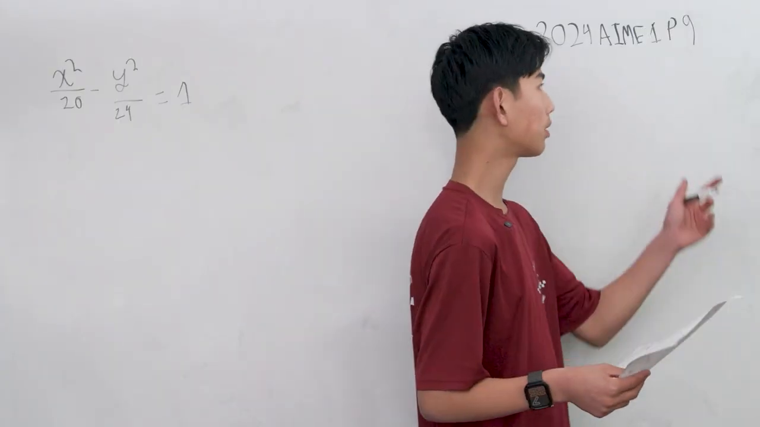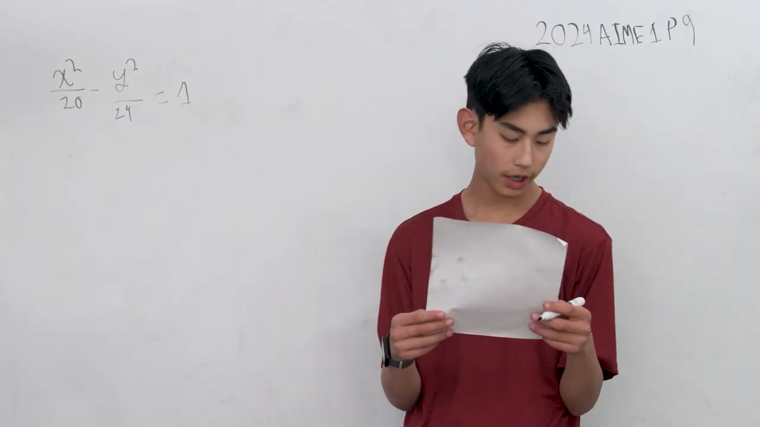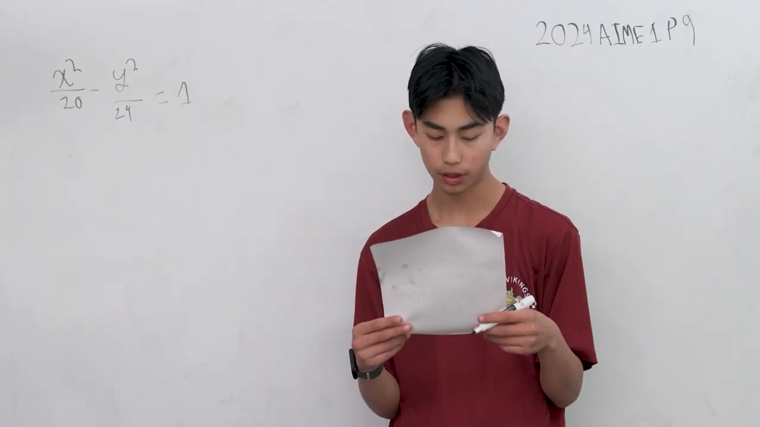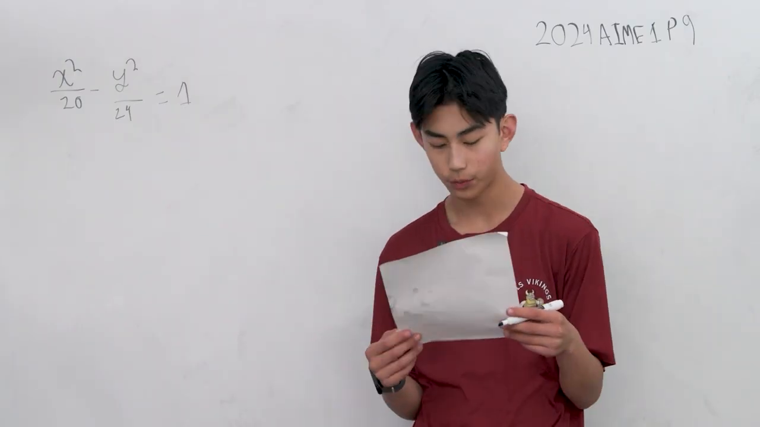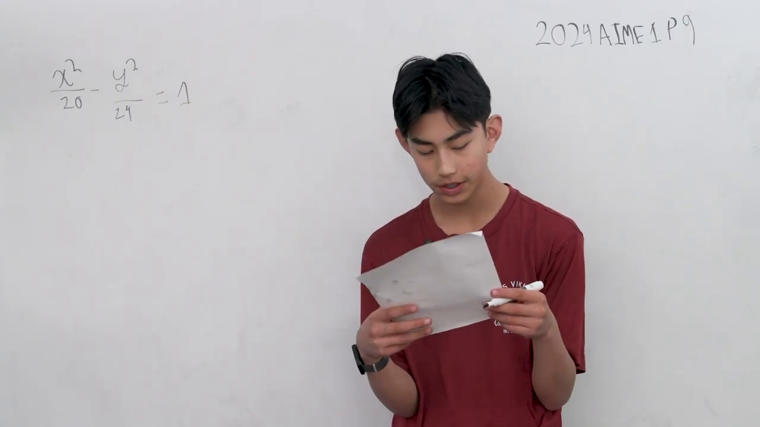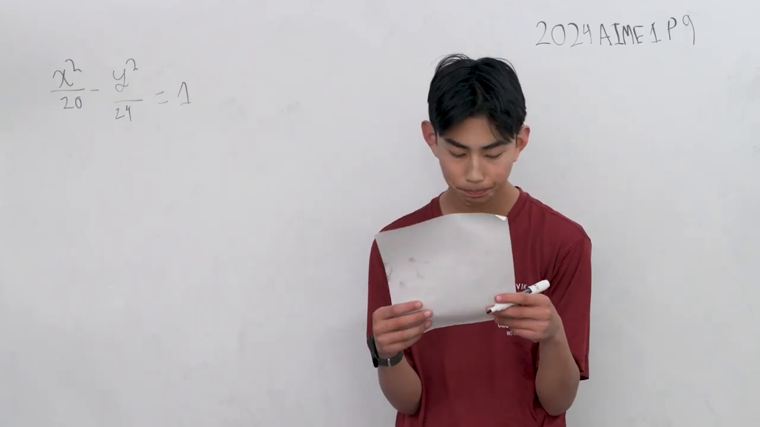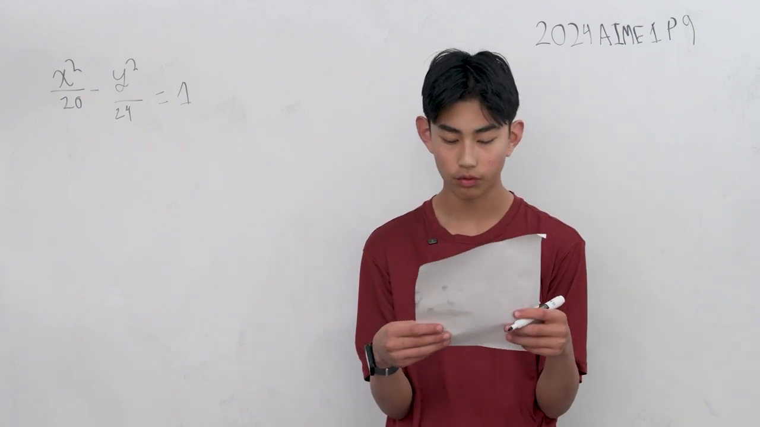We're solving problem 9 from the 2024 AIME 1. Let A, B, C, and D be points on the hyperbola x squared over 20 minus y squared over 24 equals 1, such that ABCD is a rhombus whose diagonals intersect at the origin. Find the largest number less than BD squared for all rhombuses ABCD.